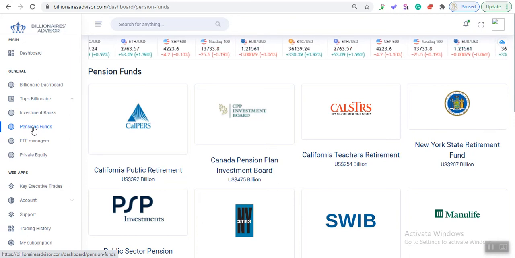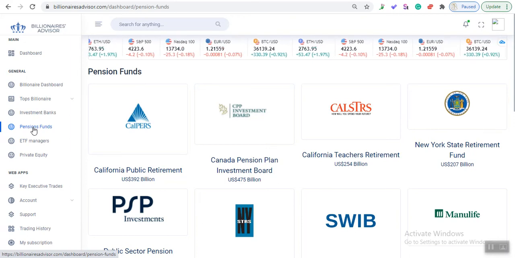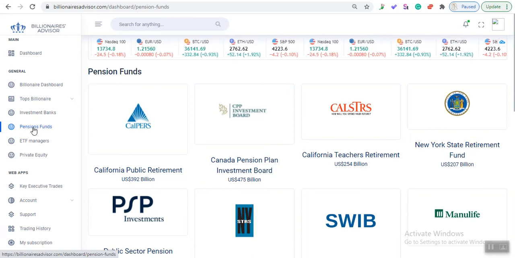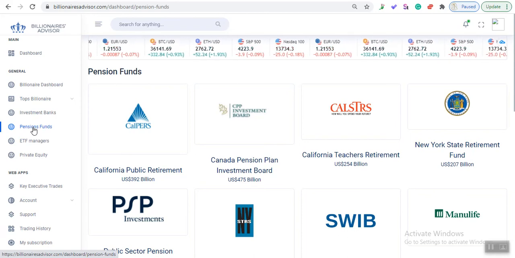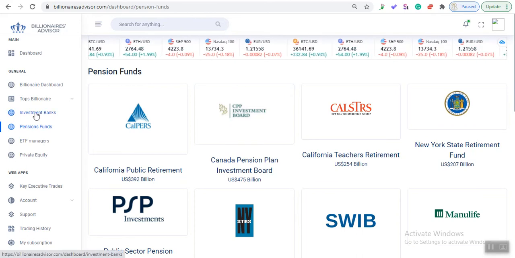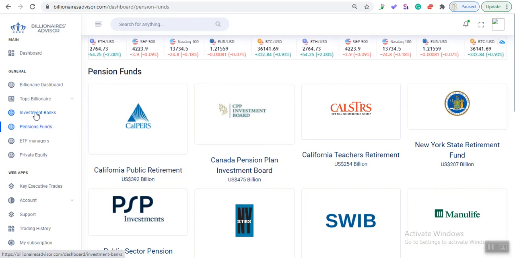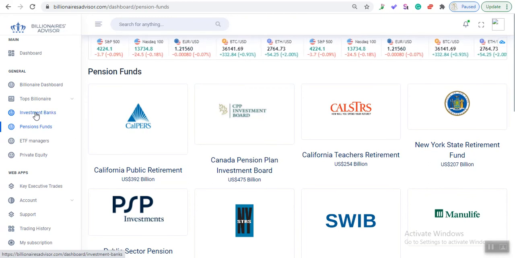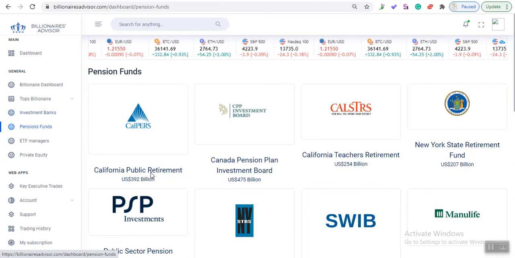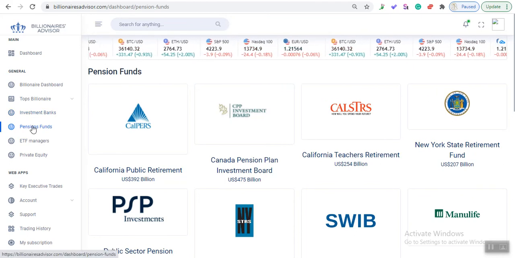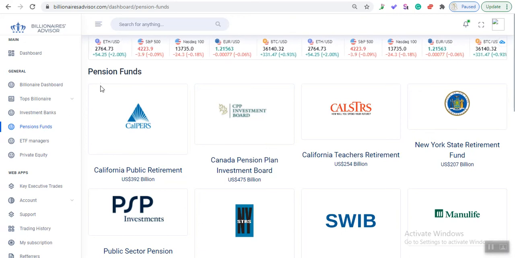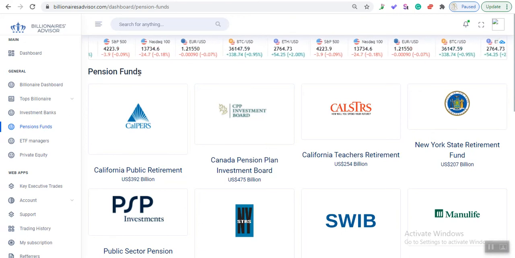You will realize that there's a similarity with regards to the functionality of the platform. Once you understand how to maneuver the billionaires, the same applies across the board for investment banks and pension funds, etc. So there's no technical skill to learn. All it takes is just to maneuver the platform by simply clicking, reading, interpreting, and then click trade. So right now, we're going to highlight pension funds.